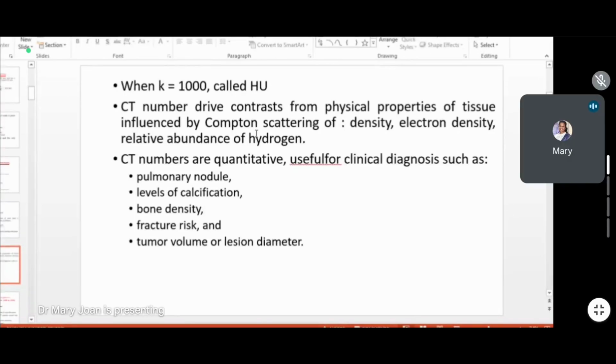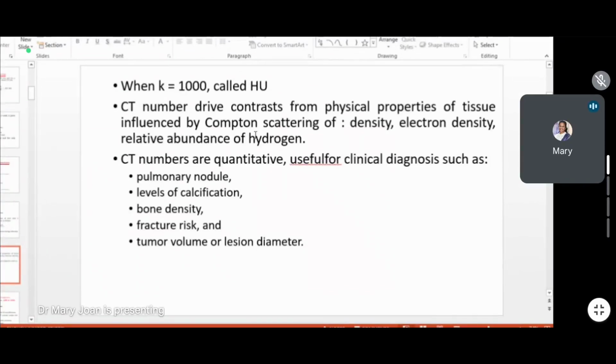CT numbers derive contrast from physical properties of tissue, influenced by Compton scattering, electron density, and the relative abundance of hydrogen. CT numbers are quantitative, useful for clinical diagnosis such as pulmonary nodules, levels of calcification, bone density, fracture risk, and tumor volume or lesion diameter.